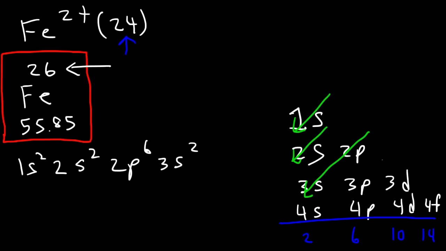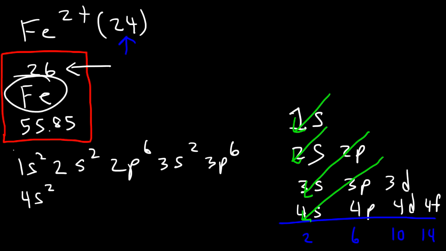Now after 3s, we got to move on to 3p, then 4s. So it's 3p6, and then 4s2. By the way, before you write the electron configuration of Fe plus 2, it's better if you write the electron configuration of the parent atom, and then from that write the electron configuration of the ion. So I'm going to focus on 26, and then I'm going to adjust it to 24.